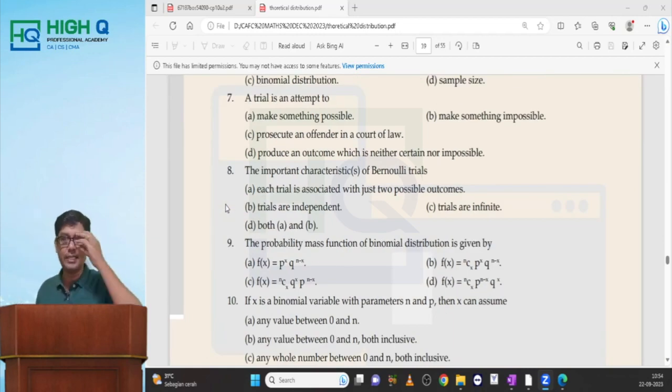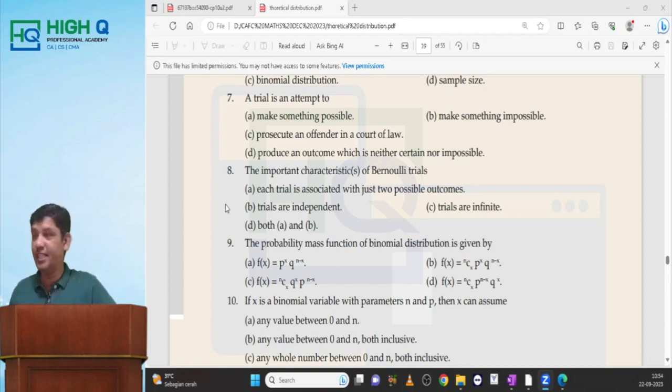Next. A trial, somebody was asking me the meaning of trial. I said trial is also called an experiment. Now look at this. A trial is an attempt to produce an outcome which is neither certain nor impossible. You understand the meaning of neither certain nor impossible? Not certain means it should happen, and impossible means it never happens. The important characteristic of a binomial trial is that each trial is associated with two possible outcomes. Of course, trials are independent, but trials are not infinite. They are finite. So option D.